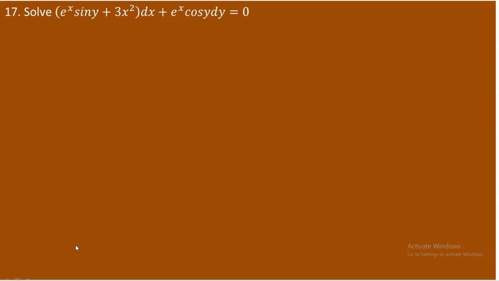Okay, let's continue. You are now on question number 17. It says: solve e to the power of x sin y plus 3x squared dx plus e to the power of x cos y dy equals 0. So let's see how we can solve this kind of differential equation. Basically, this is an exact differential equation, and I'm now going to show you how you can solve an exact differential equation. So the solution goes like this.